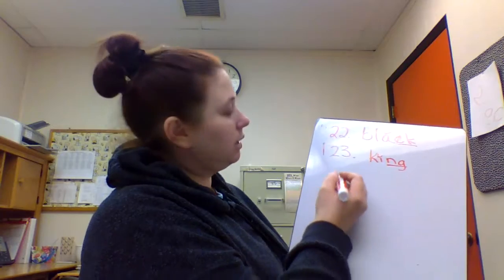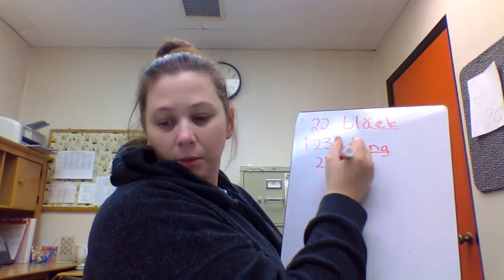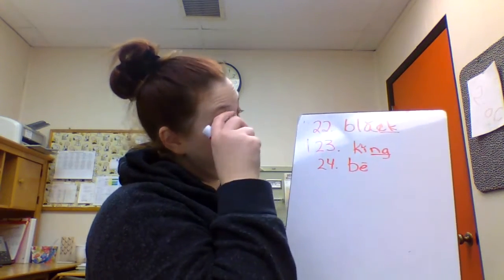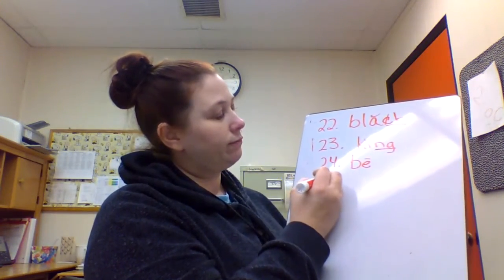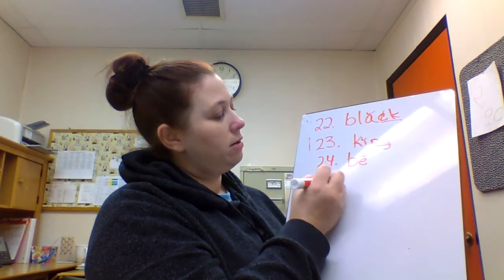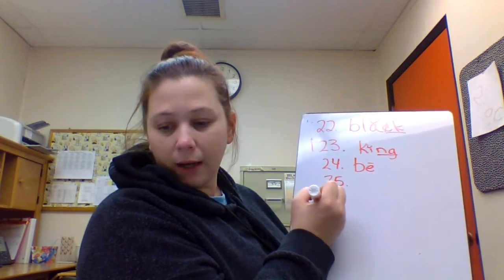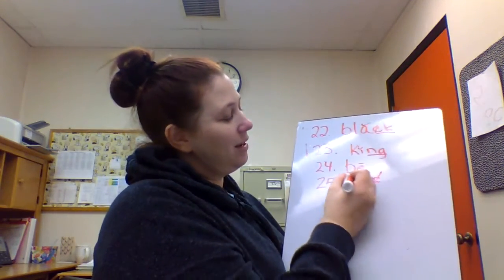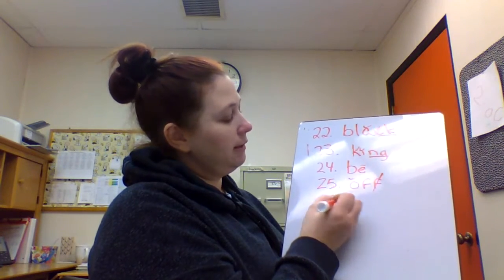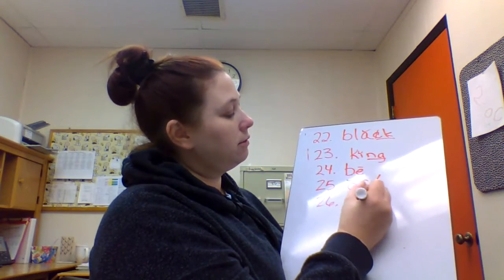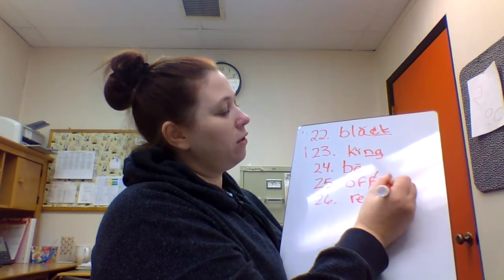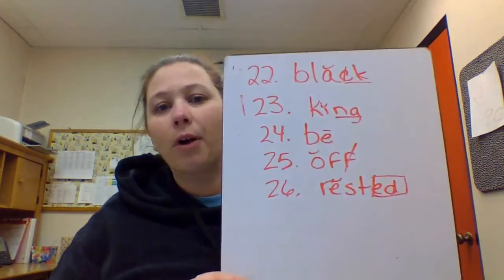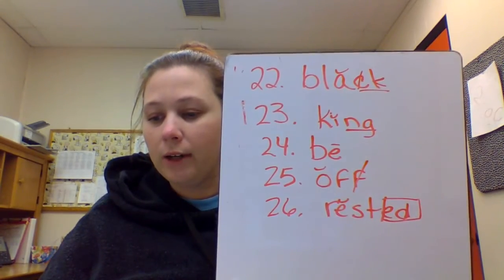Number 24. We have B. Oh, see, this is the other B. It gets the macron because the E is on its own. Number 25, off. We cross off that second F, and our O gets a breve. 26, rested. We're going to box off our ED, and our E gets a breve. Make sure that you have those all written down.